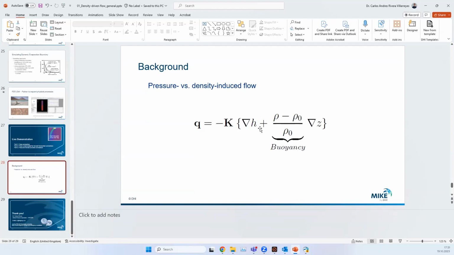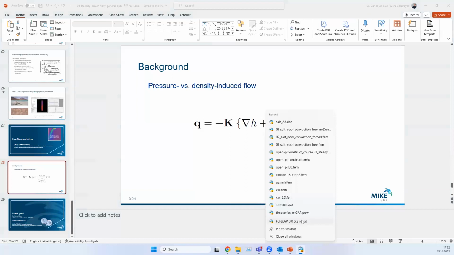So maybe it's not needed. Maybe it will be blurry. The signal of the density will be blurry by the difference of pressure. Maybe it's the other way around. So maybe there is no flow, and most of the movement will depend on the pressure, or maybe there is something in between. And this is what we try to do in this exercise.